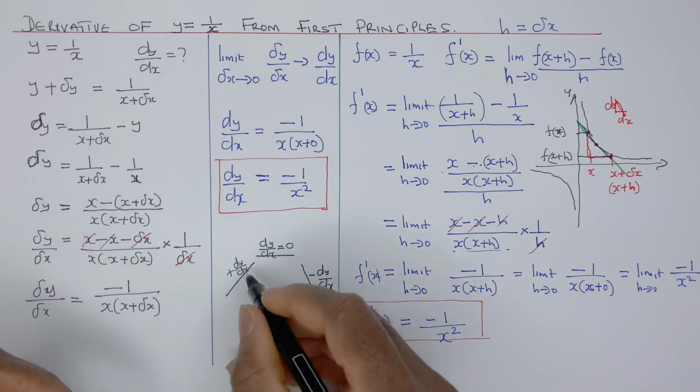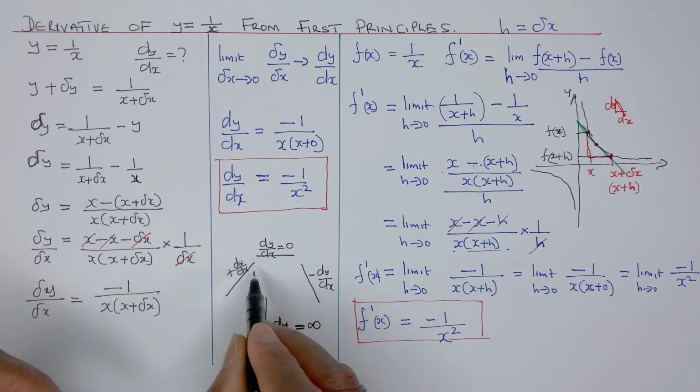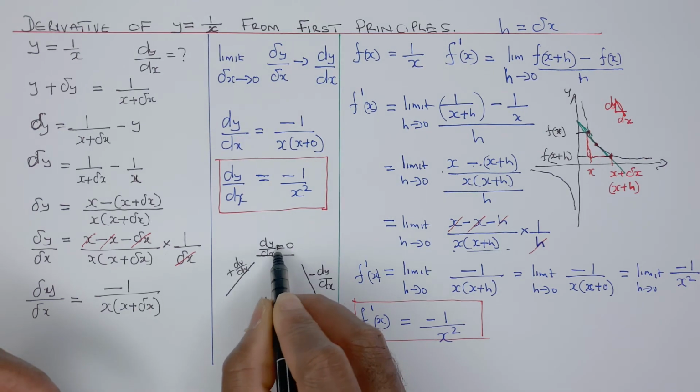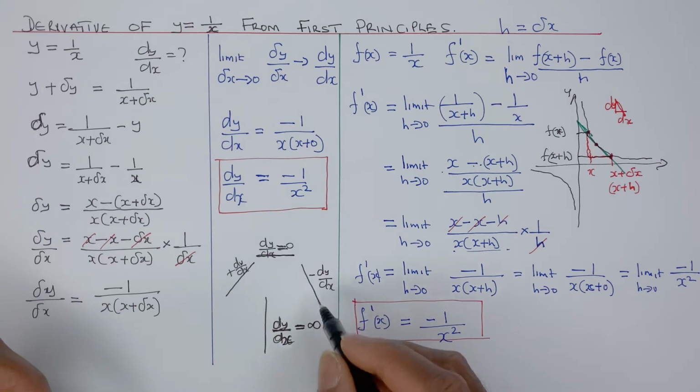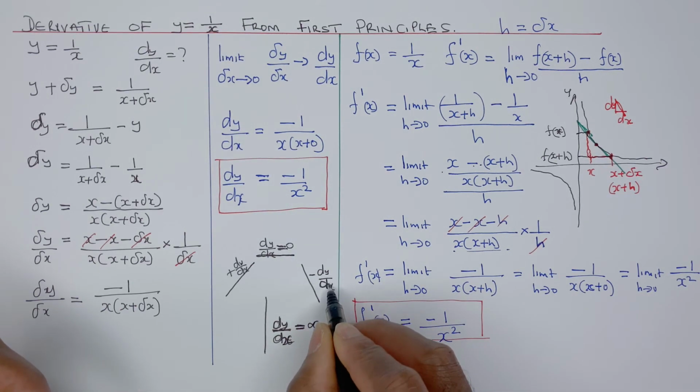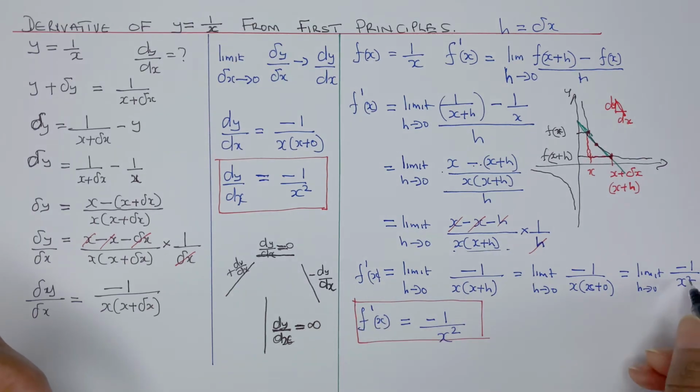That's a positive gradient. Zero gradient, horizontal, is 0. The dy over dx is always 0 when horizontal, or stationary if you like to call that. And this is a negative gradient. Negative will be minus.